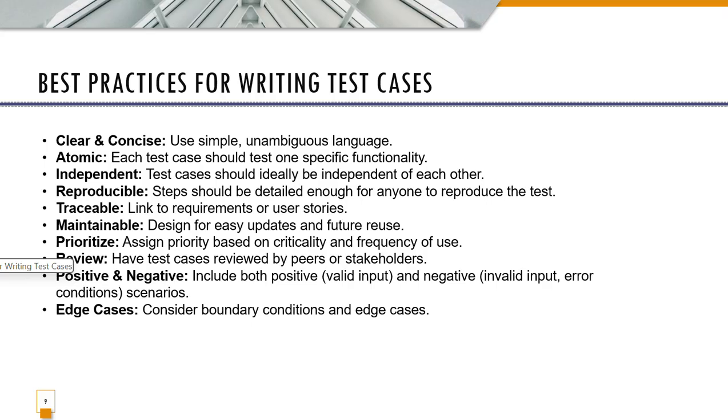Then prioritize: assign the priority based on the criticality and frequency of use. Review: have the test cases reviewed by peers or the stakeholder. They should review and identify whether the test case functionality is tested correctly or not. If the tester misses something, they should understand why. Positive and negative, both valid and invalid scenarios or error scenarios, should be covered in that test case document. And edge cases: consider the boundary conditions and edge cases in that test case document.